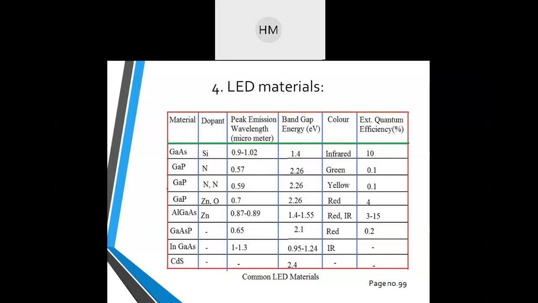If I want a yellow light, then I have to use gallium phosphide with dopant N. Dopant is also very important, and the efficiency you can see is 10%, 0.1%. So these are the common LED materials which we can use.